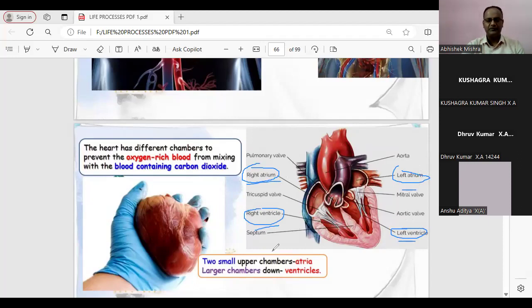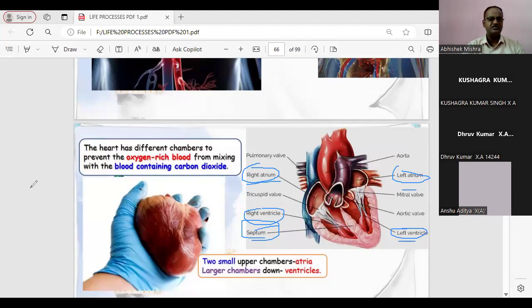There is a septum. Septum is a division between the right and the left half of the human heart, so that there will be no mixing of the oxygenated and the deoxygenated blood. Now, there are valves between the atria and the ventricles, so that they get closed and there is no backflow. Then we have the pulmonary artery and the pulmonary vein.